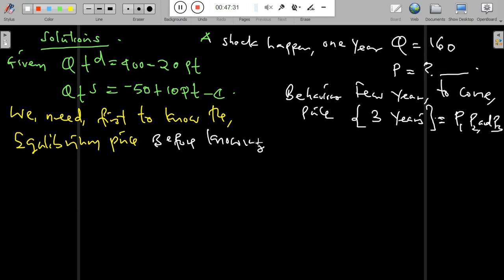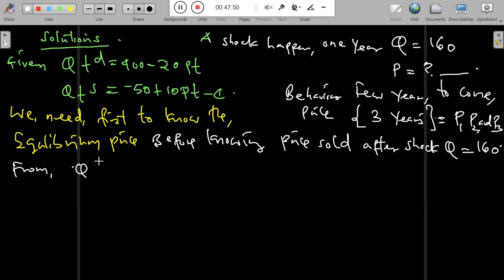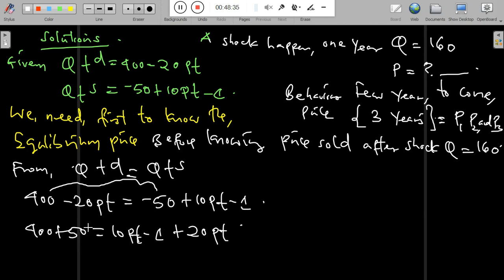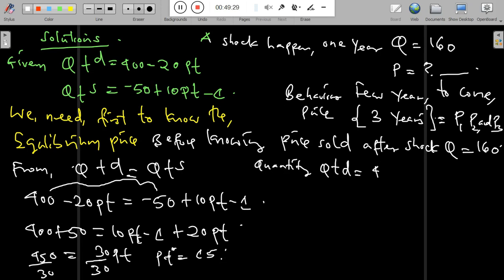So first of all, we need to find the equilibrium level of that long-run agricultural market before the shock had happened. So we equate the current quantity demanded to the current quantity supplied: 400 minus 20 Pt is equal to negative 50 plus 10 Pt minus 1. We shift the 50 to the left-hand side, and 400 plus 50 will be 450. That is equal to 30 Pt. We divide by 30 on both sides, so the equilibrium price will be equal to 15.